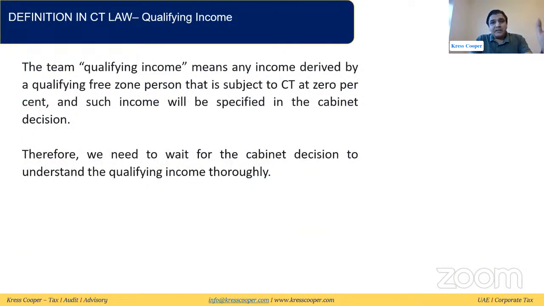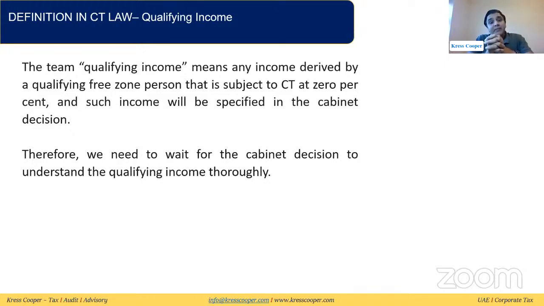So three things we discussed. We discussed free zone person, qualifying free zone person, and the fourth thing, qualifying income. If the qualifying free zone person is earning qualifying income, that income will be subject to tax at 0%, otherwise it will be subject to tax at 9%.